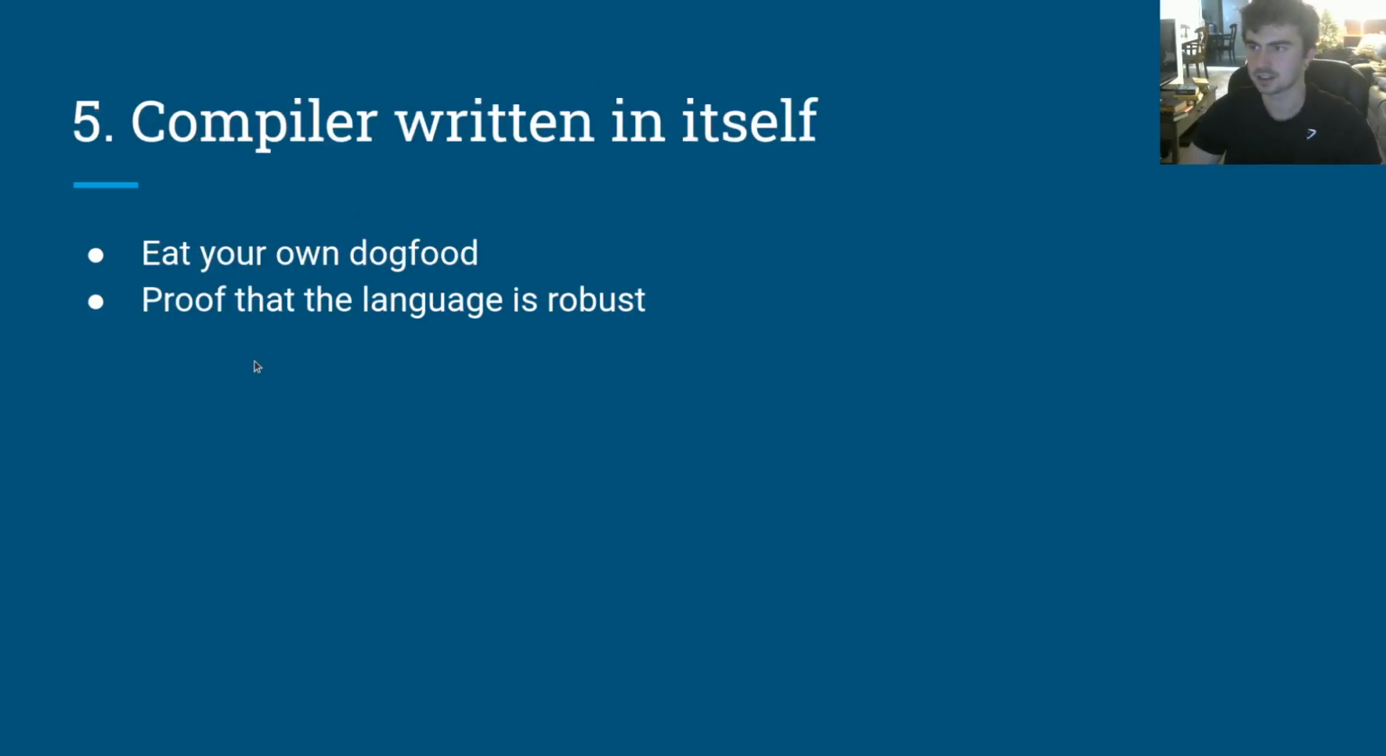Okay, I think this is probably the most important thing that I would have as a goal, which is to write a compiler in itself. The two reasons for this: one is you have to eat your own dog food, so to know that your programming language is good, you have to use it. And what better way to use it than to write the compiler in itself?